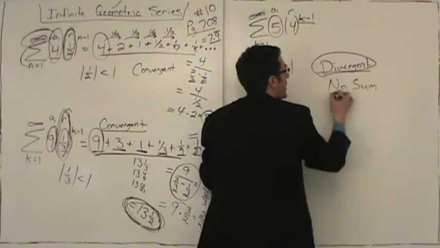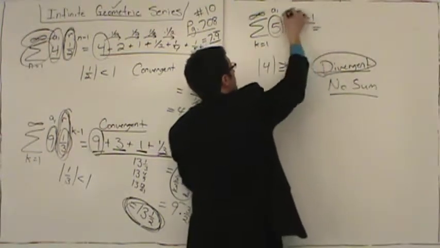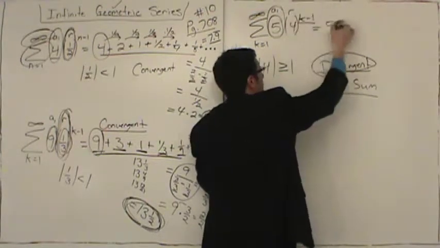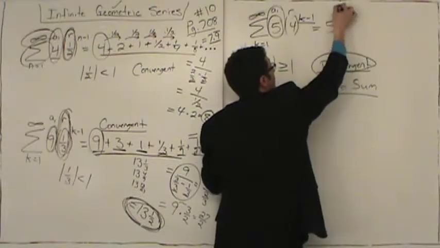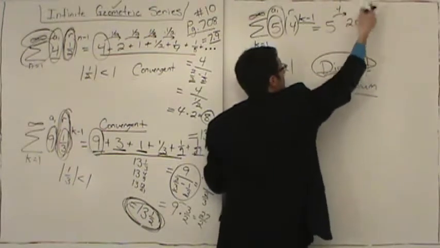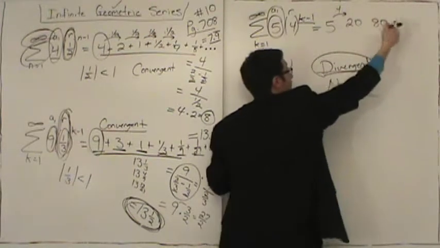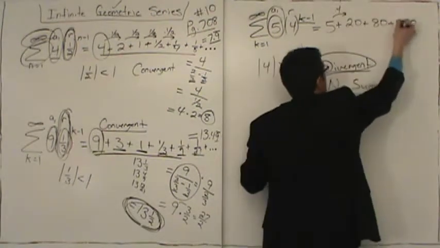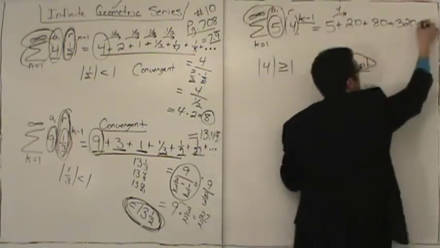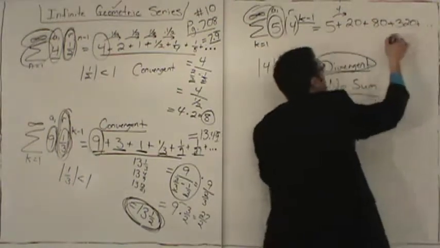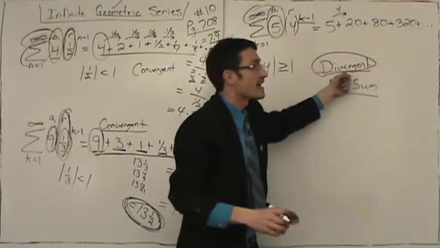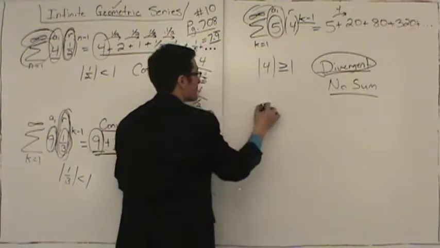Now I want you to write out the first 4 values. What's our first value? 5. What are we multiplying by to get to the next value? We're multiplying by 4. So 5 times 4 is what? 20. Times 4 again is what? 80. Times 4 again is what? 320. That's good enough. Plus, plus, plus, and what is this? We're adding forever. So plus dot, dot, dot. And you see that you're adding larger and larger and larger values. This is called divergent.